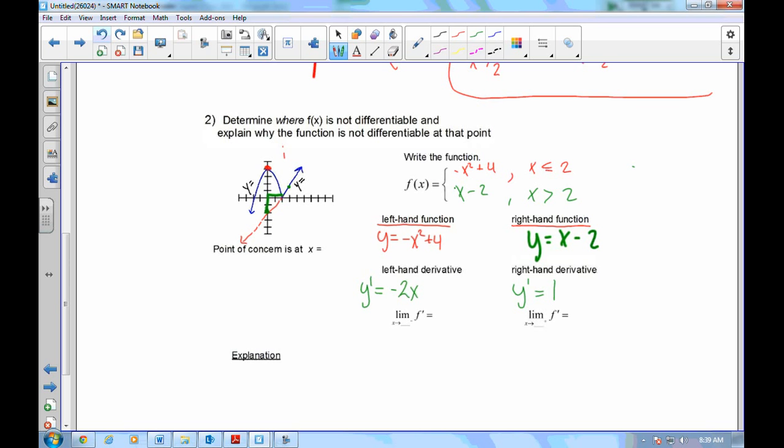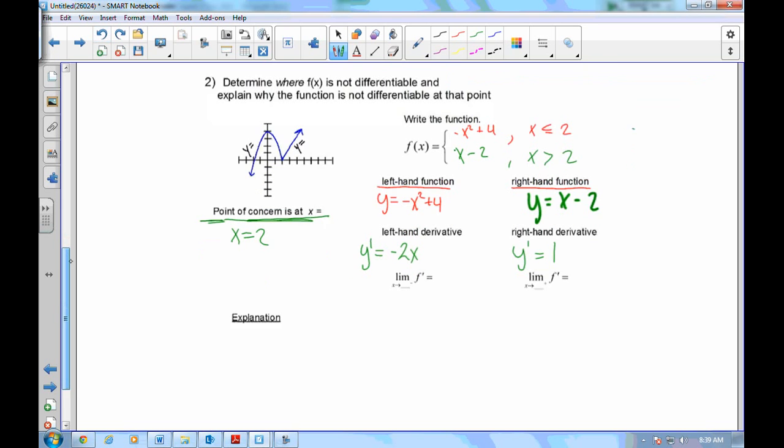Is there any point of concern on this graph when we're talking about derivatives? X equals 2. Why is that a point of concern? Yeah, it's an abrupt change. It goes from kind of half of a cusp and half of a corner.